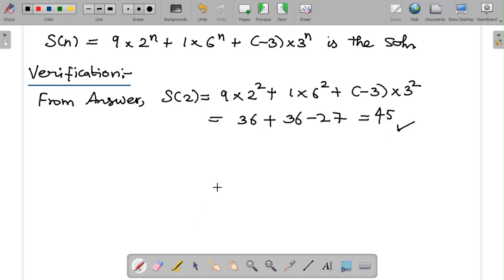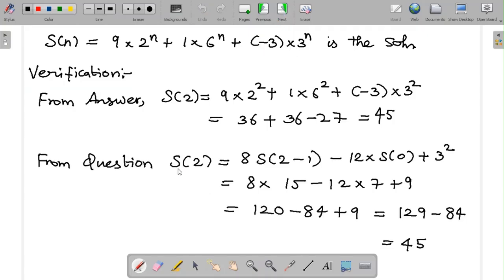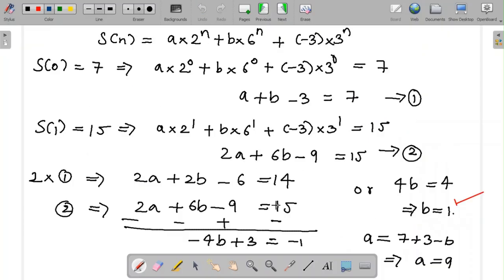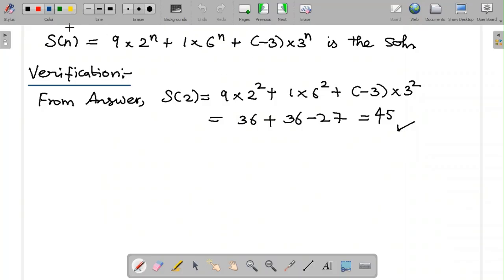And now we'll find out s of 2 from the given recurrence relation. And we see that s of 2 is 8 times s of 1 minus 12 times s of 0 plus 3 squared, which is 9. That's 120 minus 84 plus 9, which is again 45. So the 45 from the closed form expression matches the 45 from the recurrence relation, which means the answer that we obtained a couple of slides back is perfectly correct. So this answer is the solution of the recurrence relation since it represents the closed form expression of the sequence.